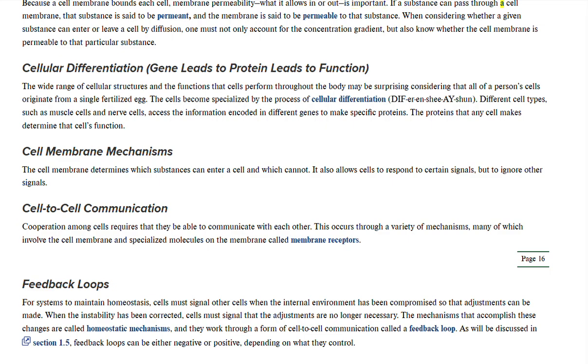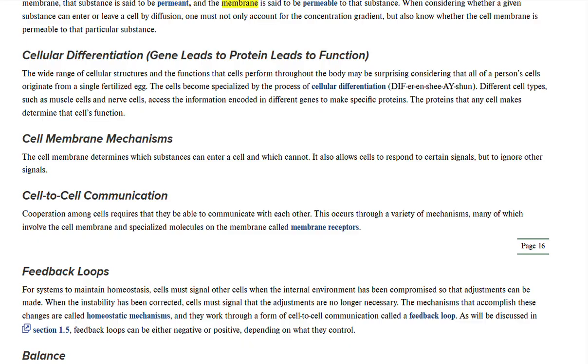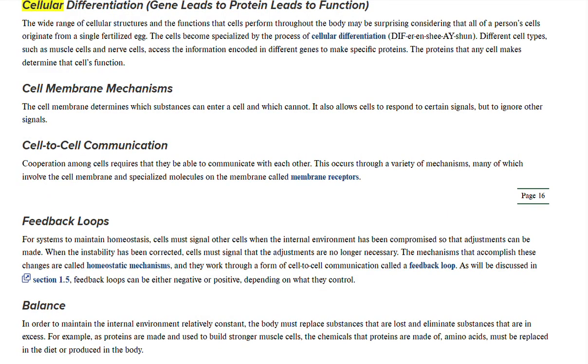If a substance can pass through a cell membrane, that substance is said to be permeant, and the membrane is said to be permeable to that substance. When considering whether a given substance can enter or leave a cell by diffusion, one must not only account for the concentration gradient, but also know whether the cell membrane is permeable to that particular substance.